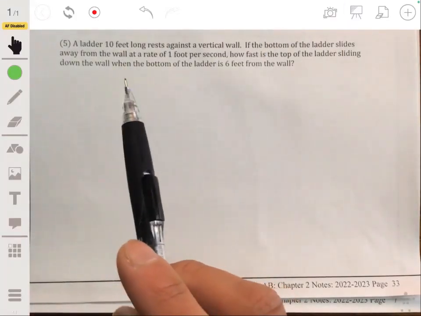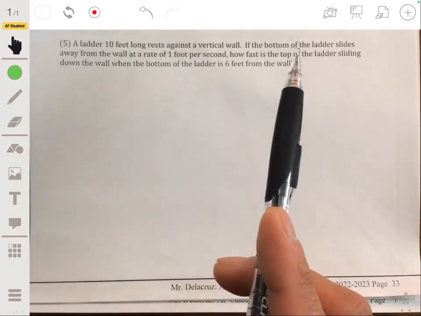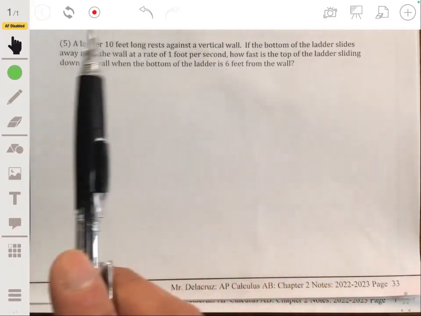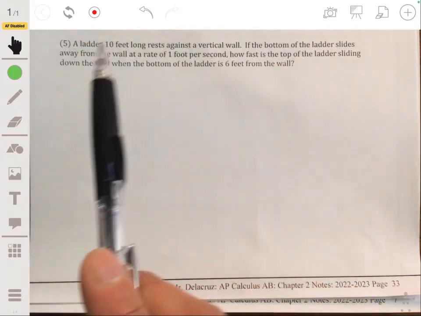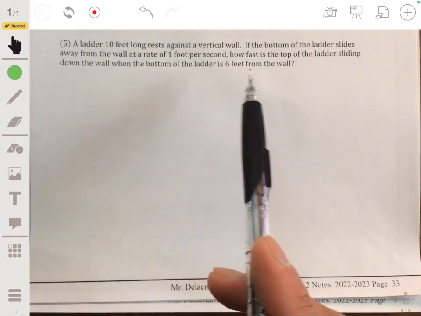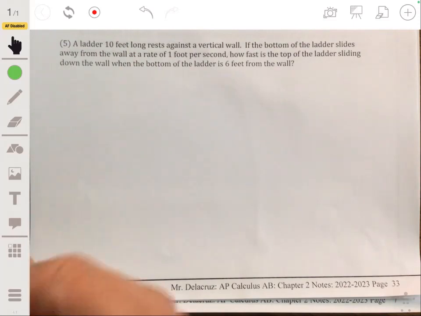Okay, so in this problem, we have a ladder that's 10 feet long that rests against a vertical wall. And it says if the bottom of the ladder slides away from the wall at a rate of 1 foot per second, how fast is the top of the ladder sliding down the wall when the bottom of the ladder is 6 feet from the wall? Okay, so again, with related rates problems, start off by drawing a diagram and label it mathematically, and then define what you want to find, using derivatives and equations.